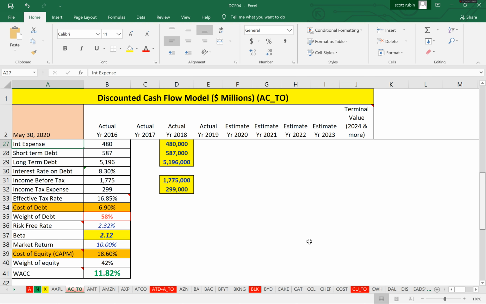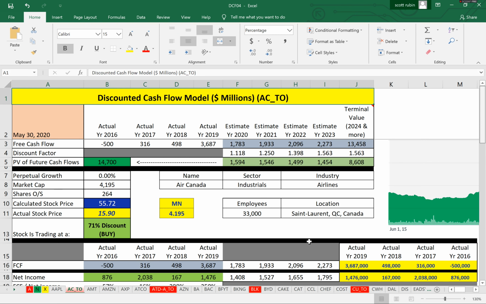So now we have the discount rate. Let's see what the cash flows are. So the free cash flows are estimated in the future years. And then we also did a terminal value, which is all the free cash flows after year 4. We discounted those dollar amounts back to today, and we get a value of the company of 14.5 billion.